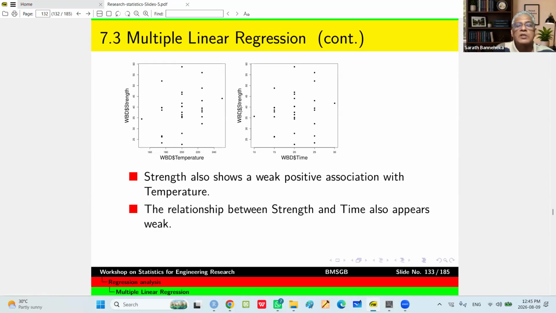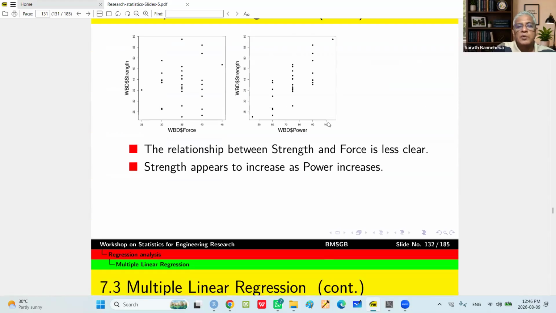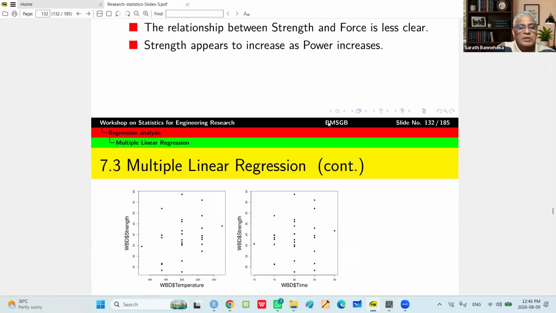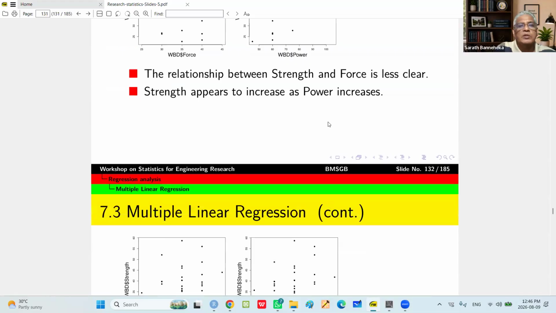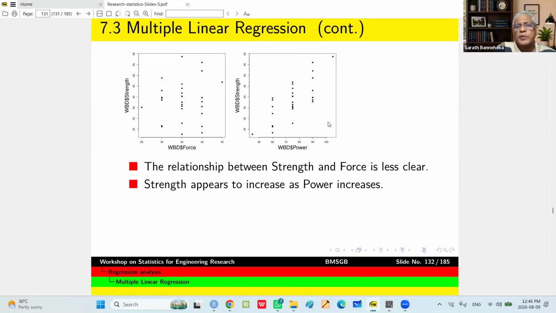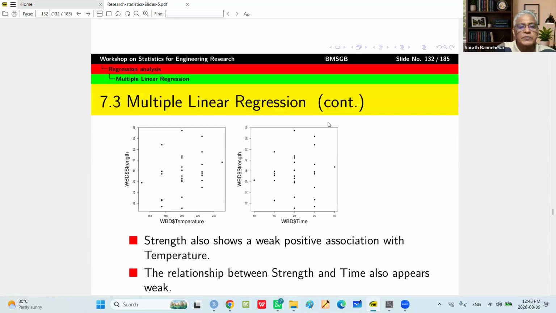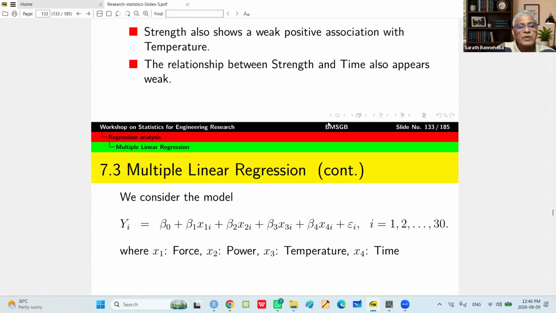And if we look at the relationship between strength versus time, again, there is no pattern here. So even if there is a relationship, it's not apparent from the scatter plot, right? So mainly, if there is any relationship, according to the scatter plots, power and temperature will be important. The others may or may not be important in modeling the strength, right?